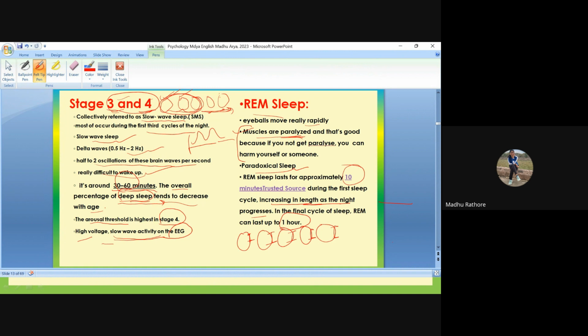This stage 3 and 4 is deep sleep. Delta waves are high in this stage because delta waves represent very slow waves and deep sleep. It means half or two oscillations per second. It lasts around 30 to 60 minutes, in the first or second cycle only. And slowly it is decreasing, and REM is slowly increasing. It also depends on aging. As aging increases, deep sleep and slow wave sleep decrease. Okay.